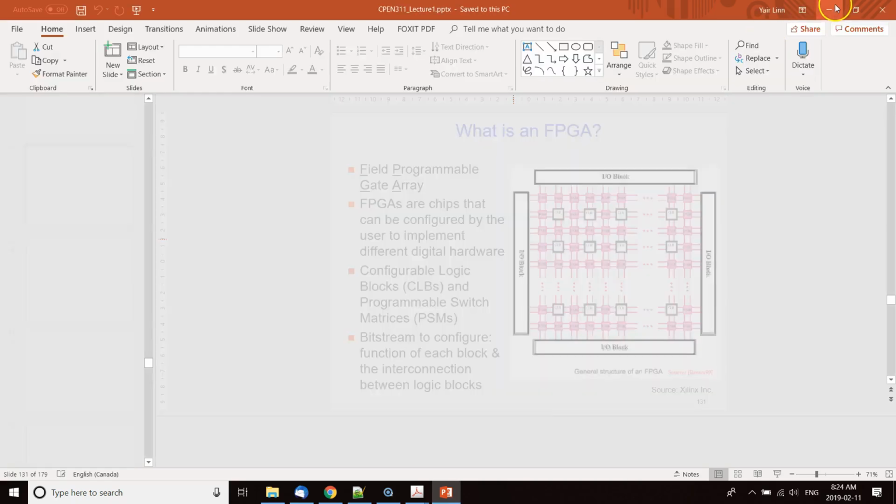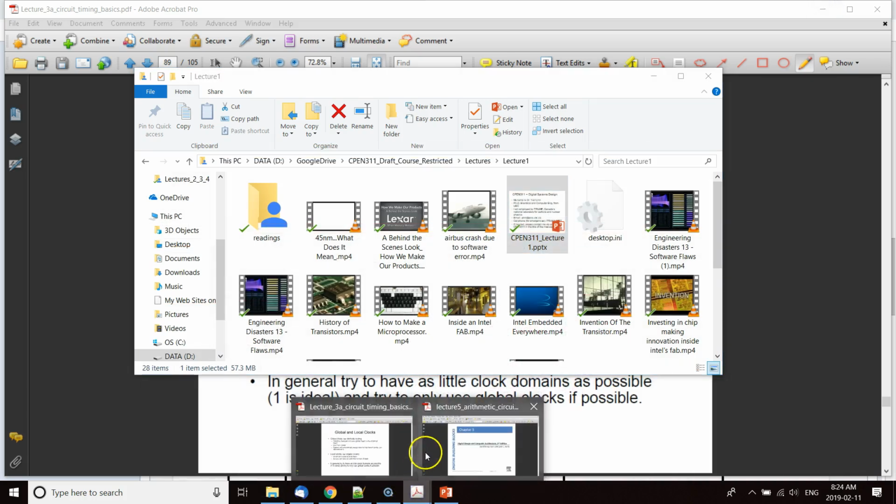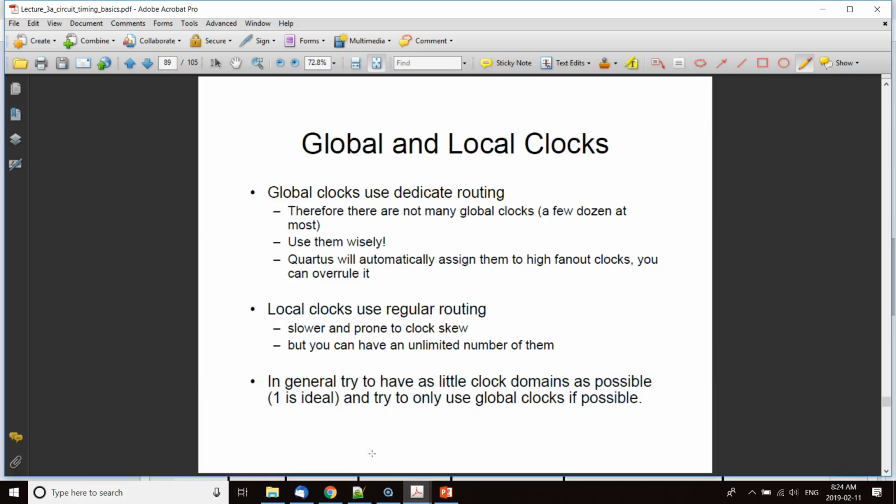So going back to this slide set, that's what's called local clocks. Local clocks are slower because they have to pass through the switch matrix, and they are prone to clock skew. But the good news is you can have an unlimited number of them, right? Because just like data signals, you can put, well, not unlimited, right? Depends on how many routes you have in the FPGA, but effectively unlimited. You've got hundreds of thousands of potential routes there.